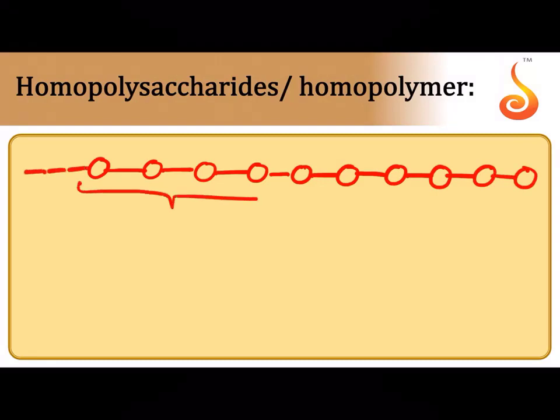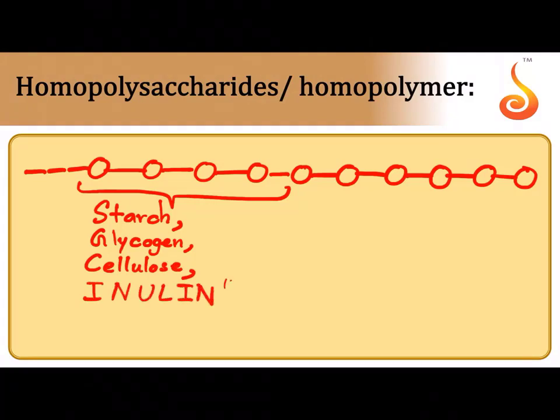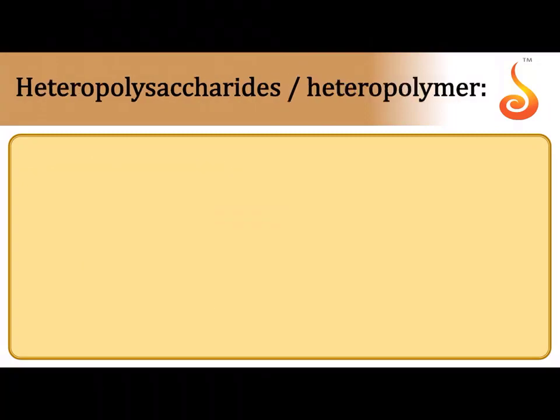Now in this particular case, you can take the example of starch. Examples for homopolysaccharide are starch, glycogen, cellulose. Please read through your NCERT book, you will remember all the details. Inulin is a polymer of fructose. So these are some of the examples for homopolysaccharide.